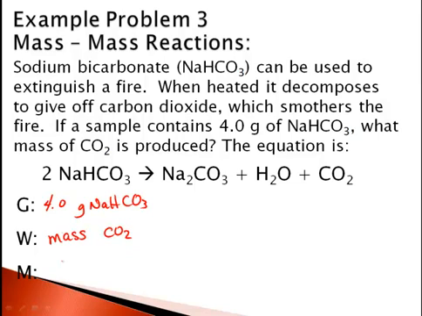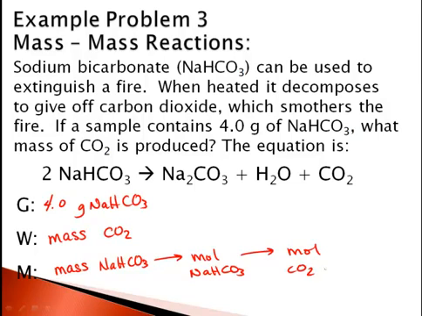So our map is, we're starting with mass of NaHCO3. We'll convert to moles of NaHCO3. Then we'll go to moles of CO2. And then finally to mass of CO2. For both of our mole to mass conversions, we'll use molar mass. And for our mole to mole conversion, we'll use the mole ratio.